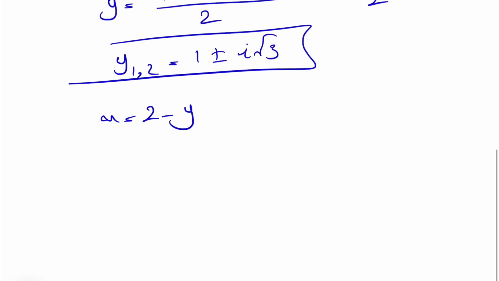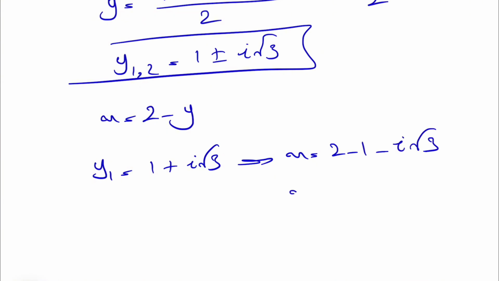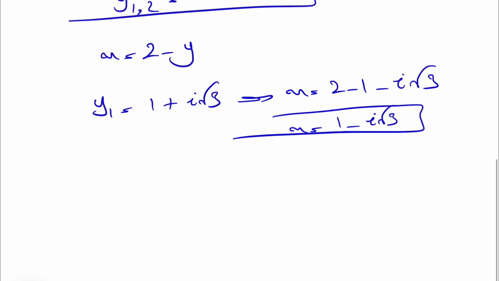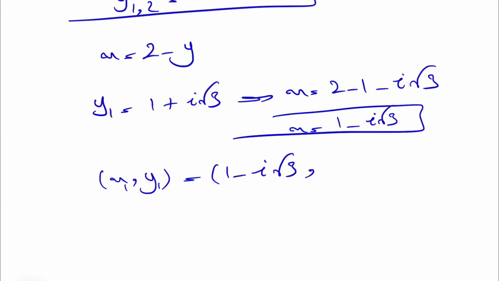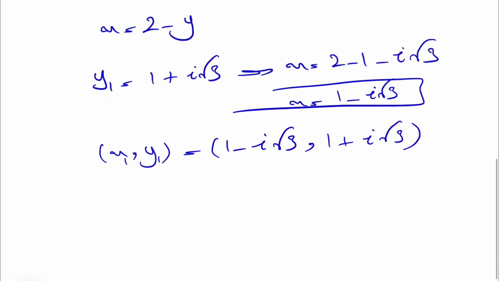Let's go with our y1, which we'll call 1 plus i square root of 3. In that case, our x will be 2 minus y, which is 2 minus 1 minus i square root of 3, so x will be 1 minus i square root of 3. That's one pair of answers. We want to show it like this: the first pair is x1 and y1. x1 is 1 minus i square root of 3, and y1 is 1 plus i square root of 3. So that's our first answer.